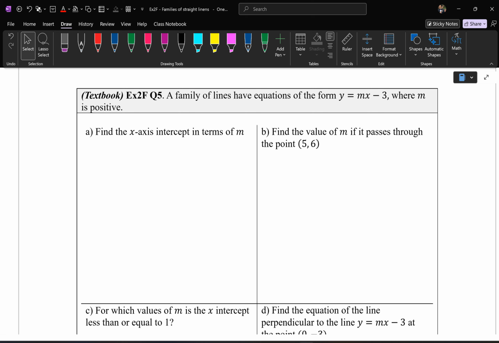Here, exercise 2F, question 5. A family of lines have equations of the form y equals mx minus 3. So we don't know what m is. Actually, it says where m is positive. So they're saying that m is greater than 0. Okay, that's what they're saying when they say where m is positive. So we know it's a positive gradient. Now it says find the x-axis intercept in terms of m. So let's break it apart. How do you normally find the x-axis intercept? What's the theory? Hands up.